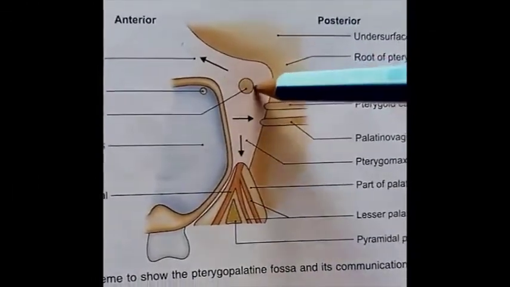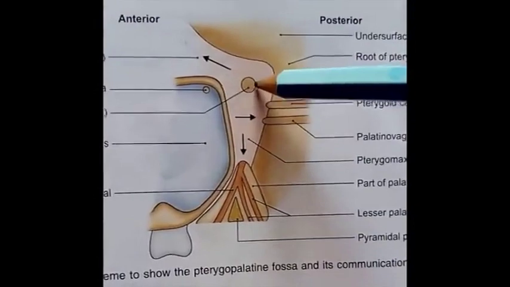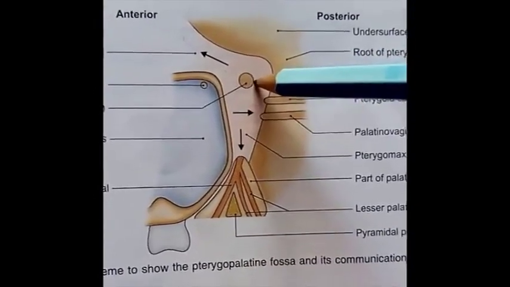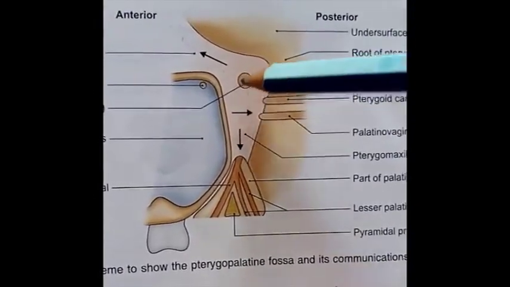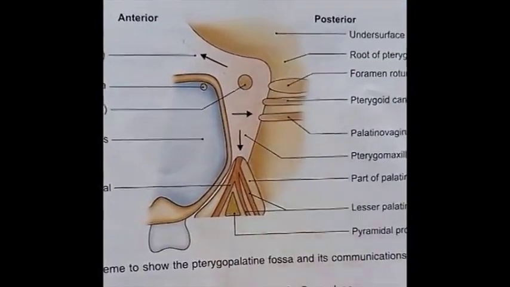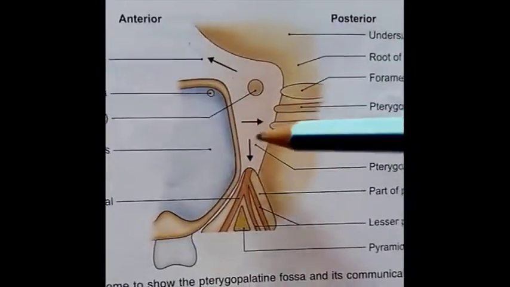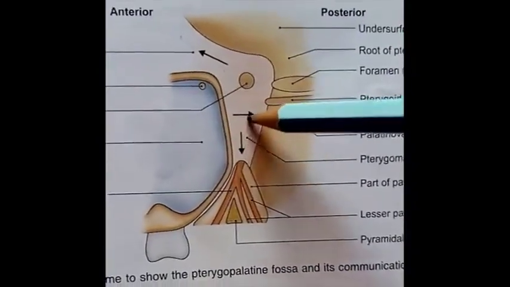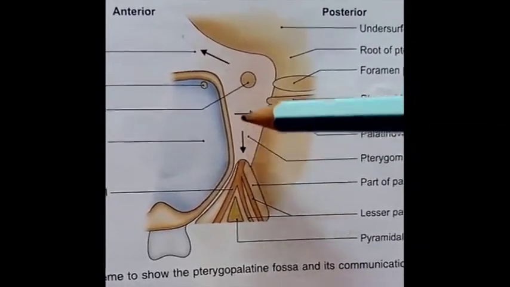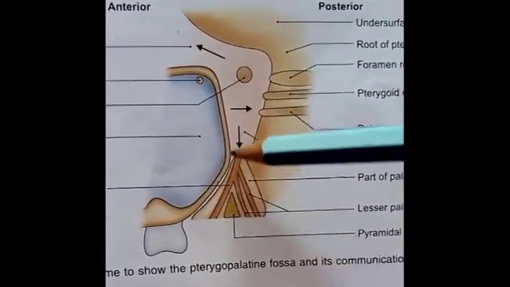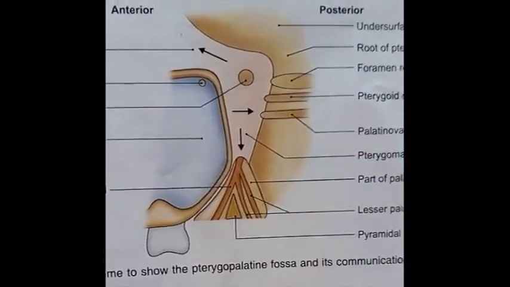Medial communication. In the medial wall, there is a foramen known as the sphenopalatine foramen, and with this foramen the fossa communicates with the nasal cavity. Laterally, there is the pterygomaxillary fissure. Through the fissure, it communicates with the infratemporal fossa.